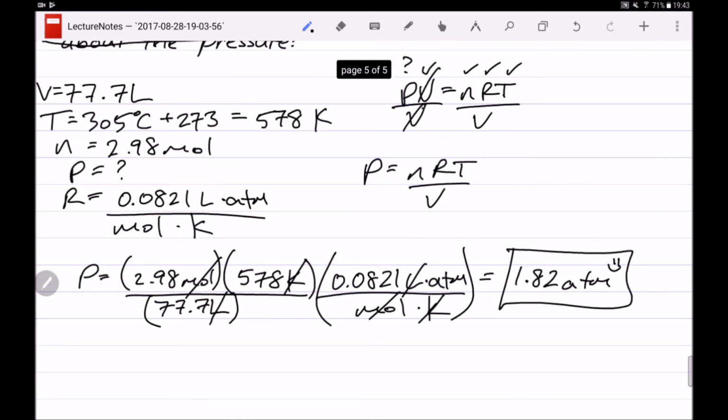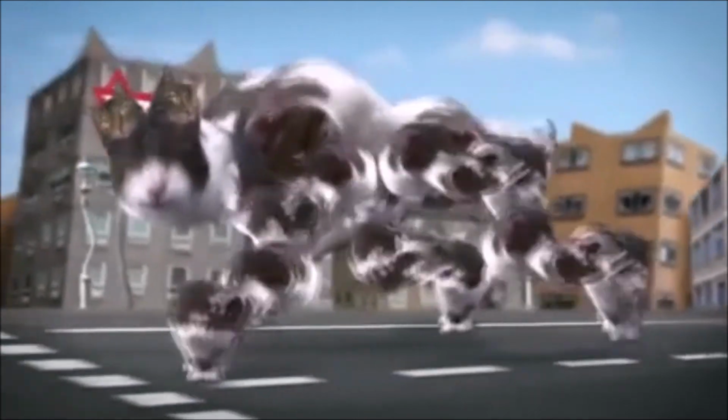So yeah, 1.82 atmospheres. Is everyone ready? Let's get ready for chemistry!